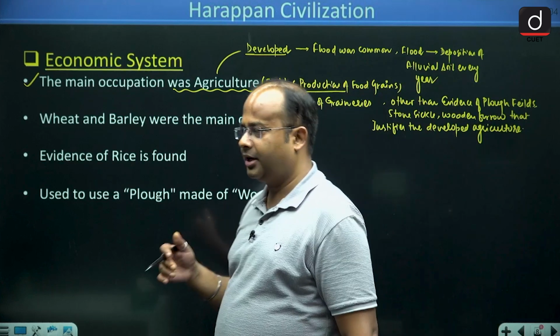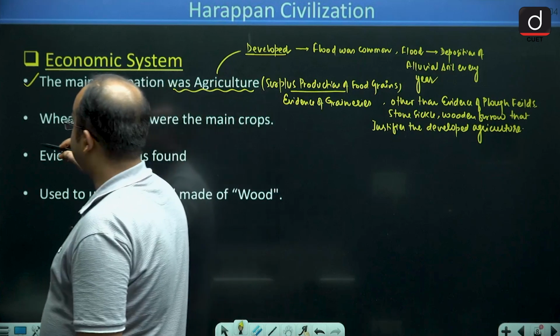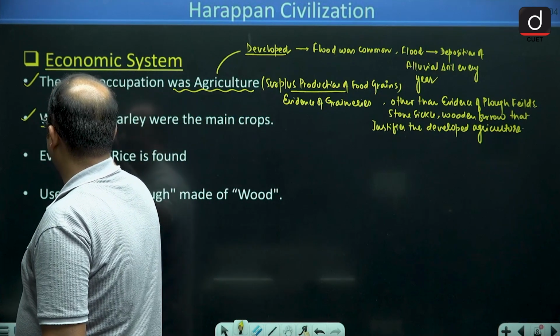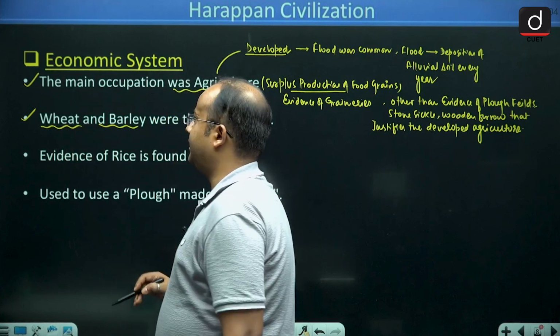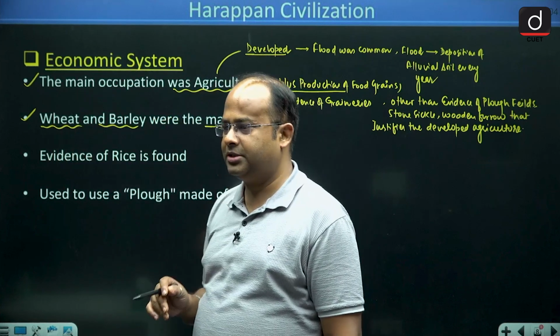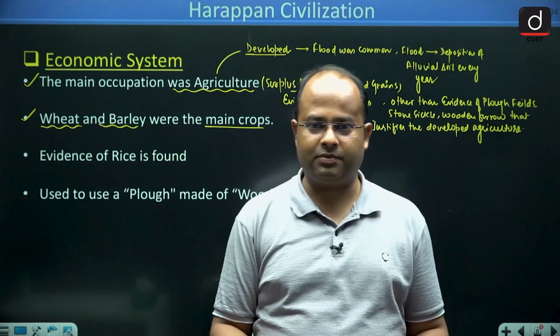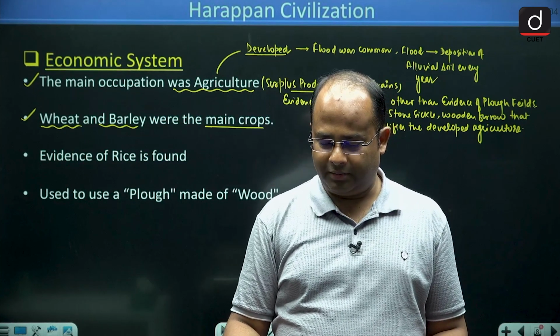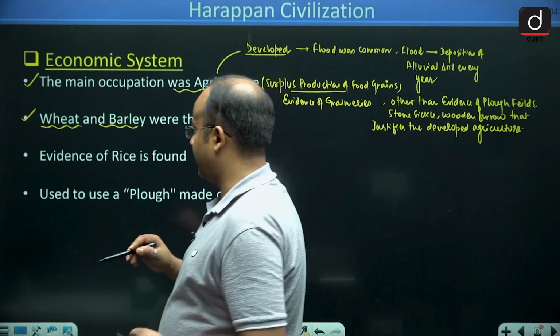Now when agriculture was the main occupation, what were the staple crops? So wheat and barley were the major crops. Other than this, you will find the evidence of rice as well. So apart from wheat and barley, you will find the evidence of rice as well.